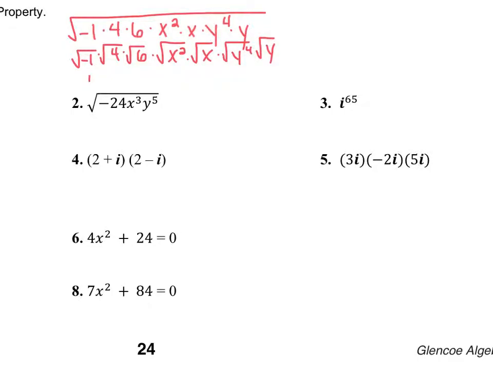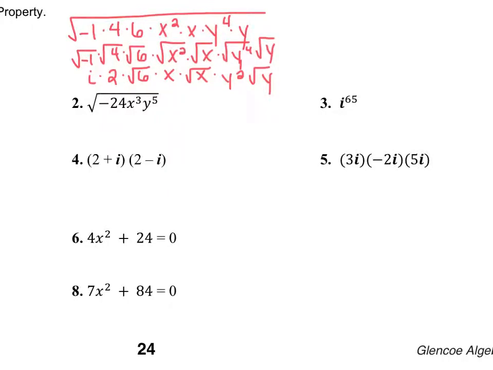So the square root of -1 is i. Square root of 4 is 2. Square root of 6, we don't know, so leave it. Square root of x squared is x. Square root of x, we don't know, leave it. Square root of y to the fourth is y squared. And the square root of y we can't reduce.